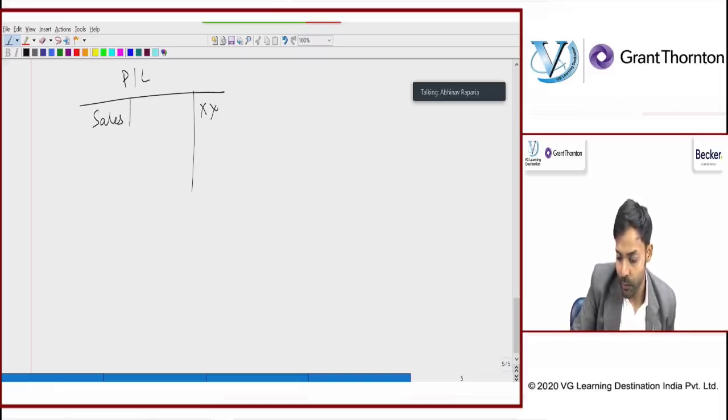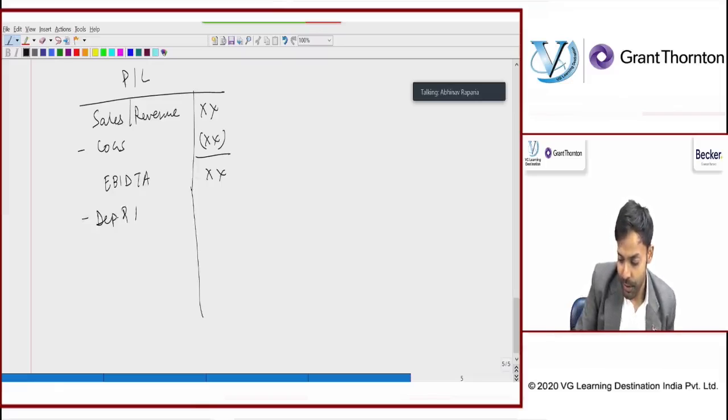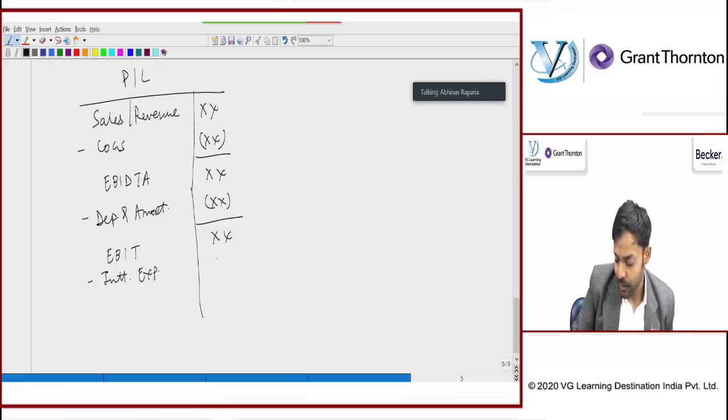So sales or revenue, what we call. And from that, if you reduce the cost of goods sold, you will get your EBITDA. And from the EBITDA, if you reduce the depreciation and amortization, you will get EBIT. And from EBIT, if you reduce the net interest expense, you get PBT. And from that, if you reduce the tax, you get PAT.